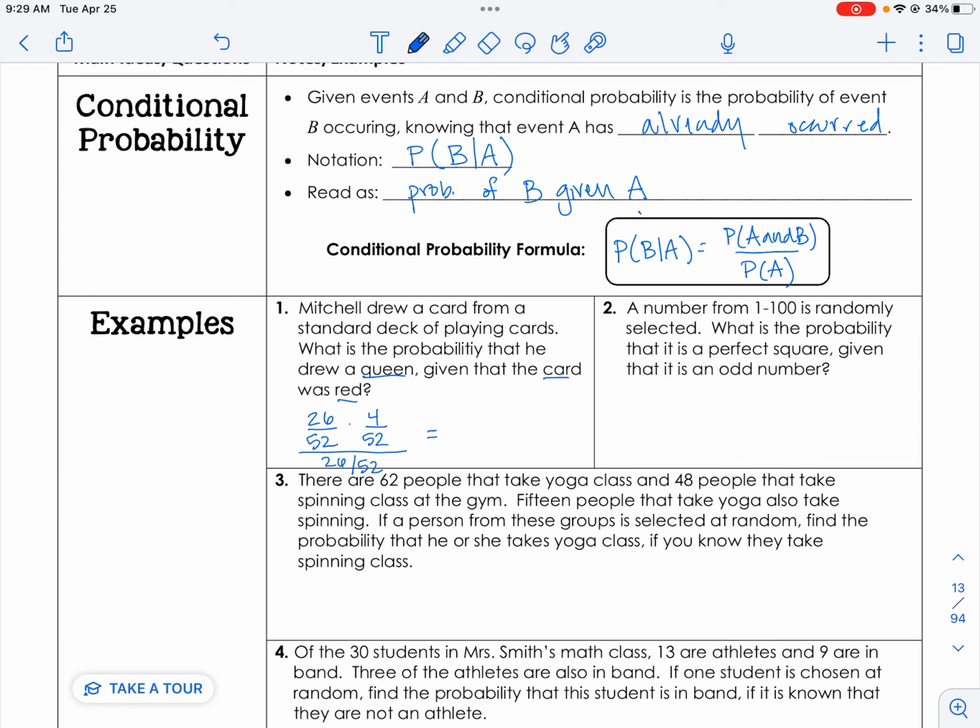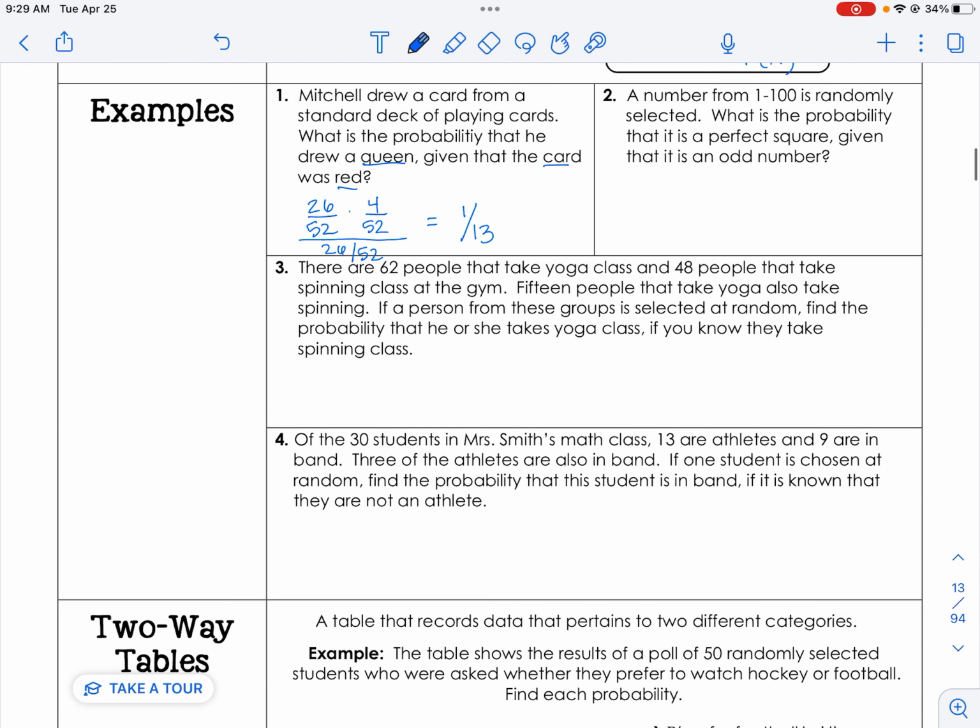So I need to do the probability of red and a queen, given that the card was red. All right, so that comes out to, when you simplify all of this, you multiply this out, 1 out of 13, and that should make sense because I did four queens, the red cards divided by the probability that the card was red. Okay, let's look at this yoga example in number 3.